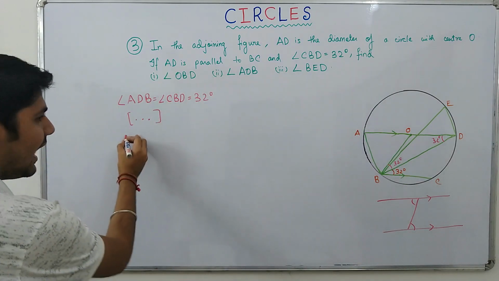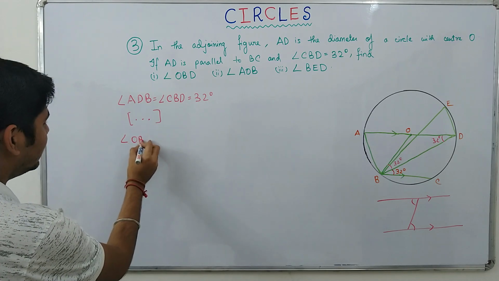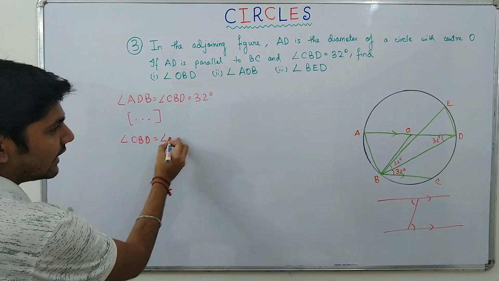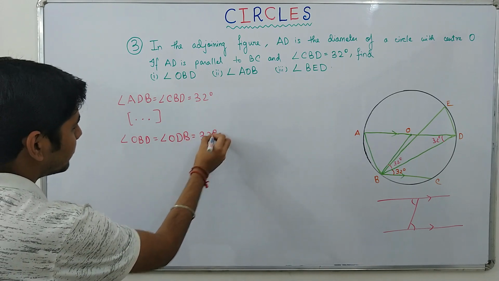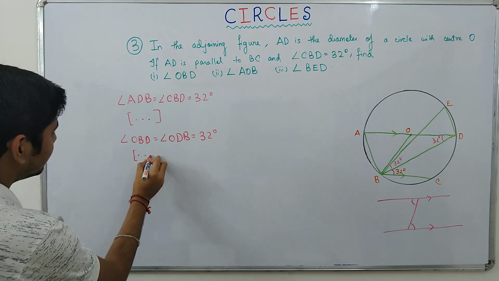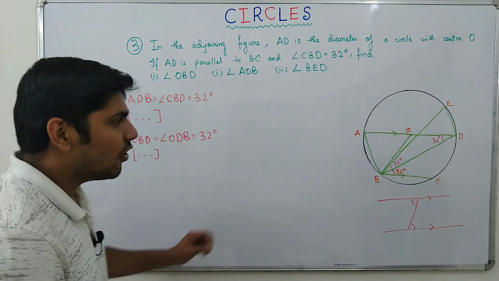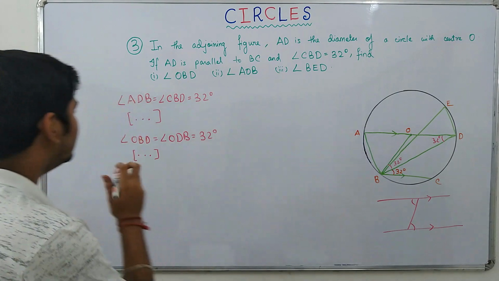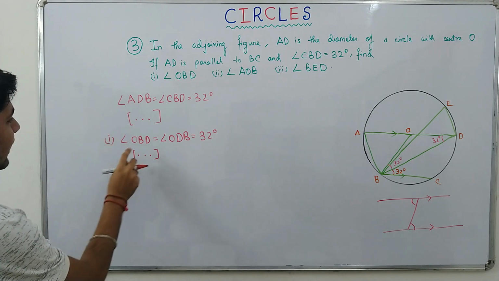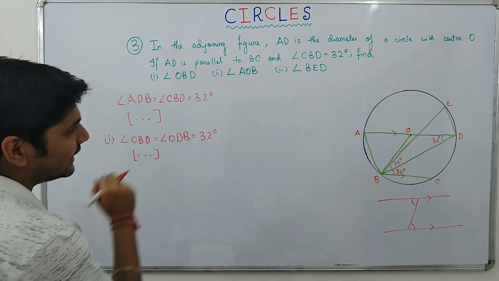So we get angle OBD is equal to angle ODB is equal to 32 degree. And for this, I'll write the angles on the same side of an isosceles triangle are equal. So I get the first answer, that angle OBD is equal to 32 degree.